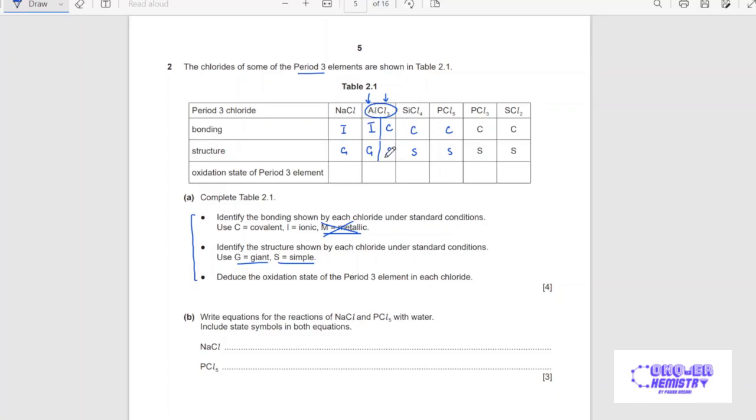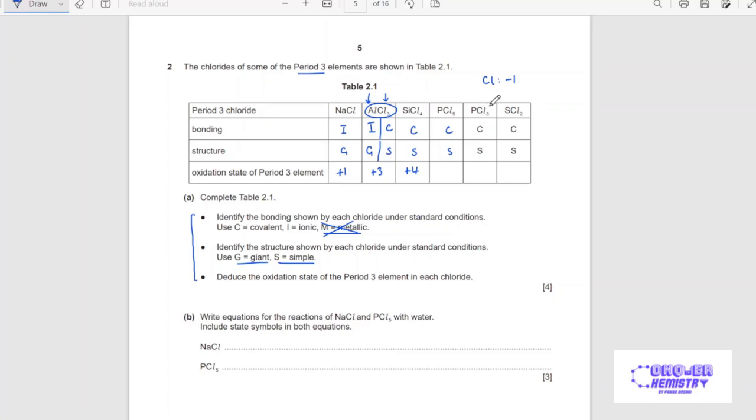And now for the oxidation state. Now remember that chlorine is more electronegative than all of these elements, right? So chlorine will get its usual oxidation state of -1. And so according to that, you can calculate the oxidation states of the other element that is present in the chloride. So for sodium, that's going to be +1. For aluminium, +3. For SiCl4, that's going to be +4.